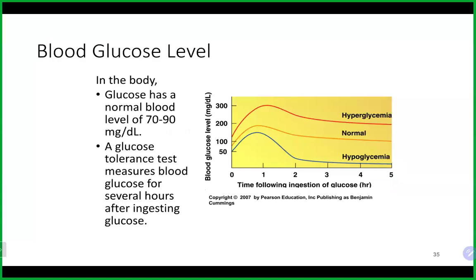Now you can measure your blood glucose levels, and obviously you can have normal glucose levels, or sugar levels, or you can be hyperglycemic, which means more than the normal level. Or you could be hypoglycemic, which means you have a lower blood sugar level.